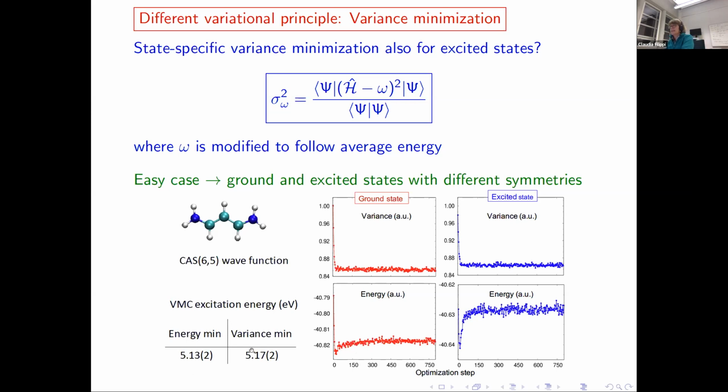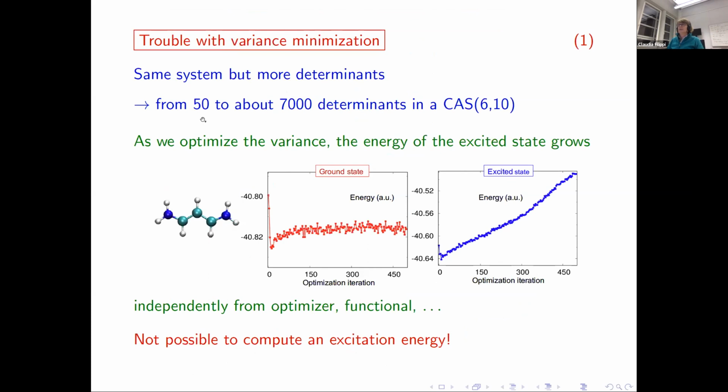Fantastic. And then you can say, fine, the previous wave function had 50 determinants. Now I go to 7,000 determinants. That's a better wave function, and I optimize everything: orbitals, Jastrow, and CI coefficients. And now, as I optimize the variance, which I'm not showing here, the variance goes down nicely for both states. The ground state appears to be plateauing, and the excited state energy keeps growing.